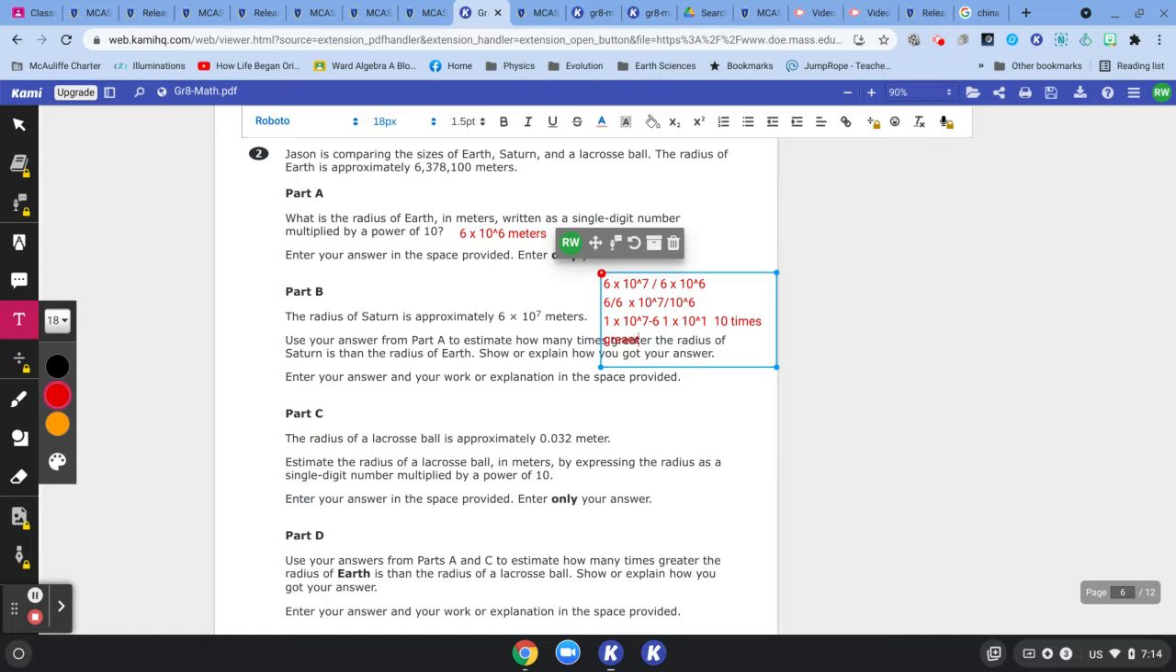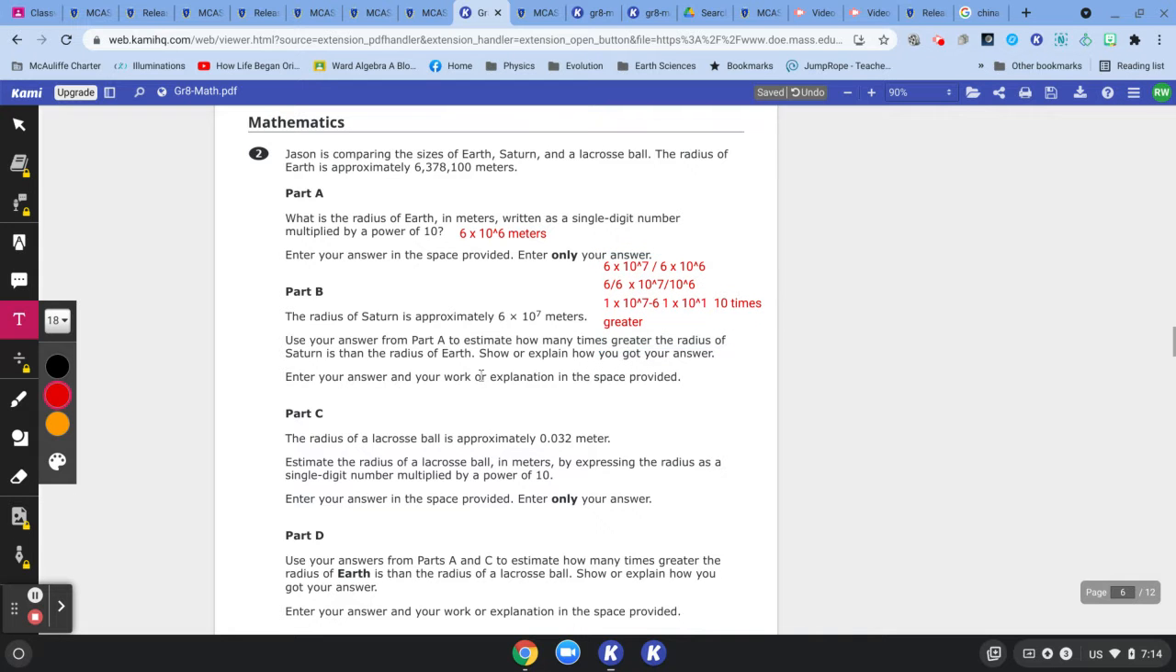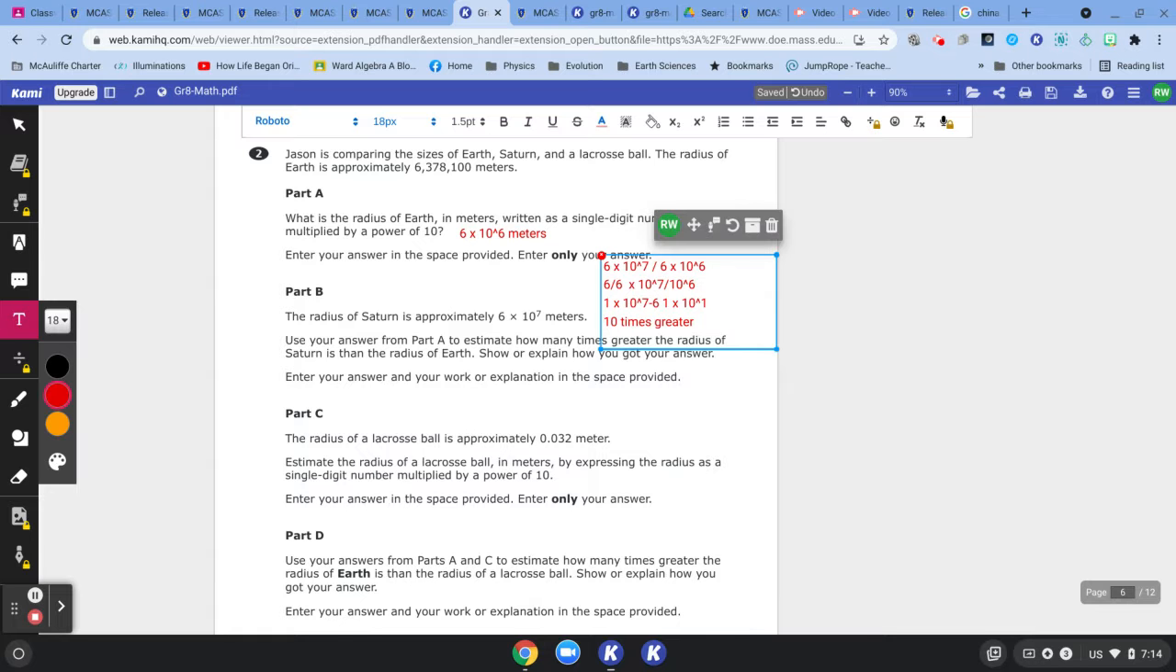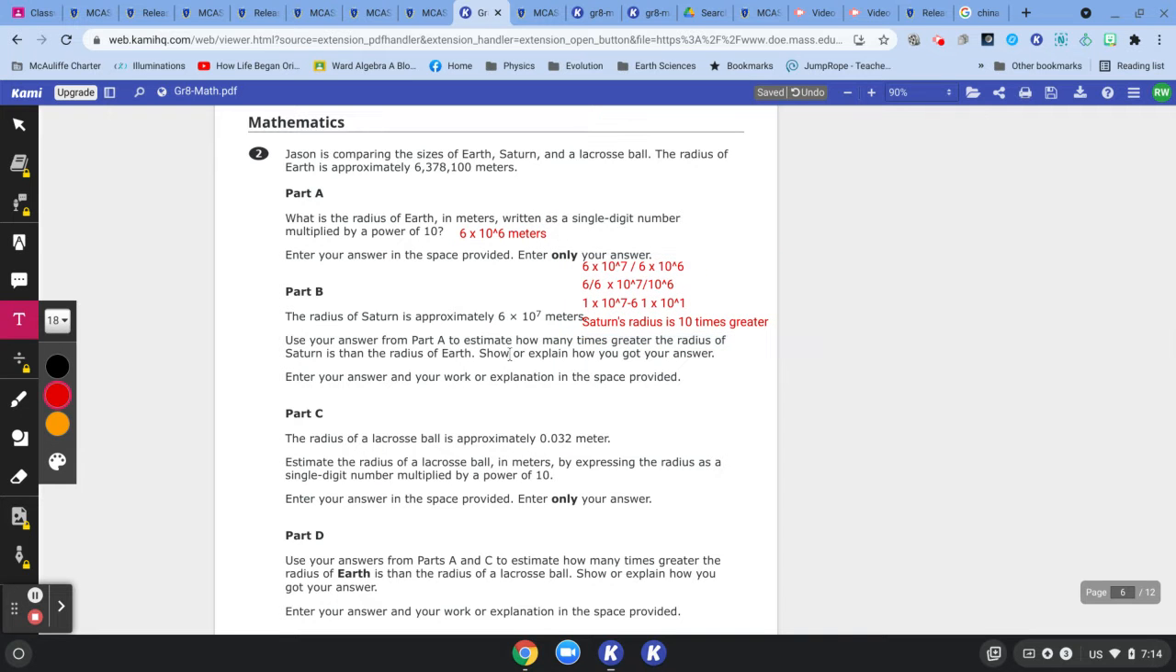Okay, I think I misspelled greater. And I will move this up just a little bit so you can see it there. All right, so Saturn's radius is 10 times greater. Move that down here. Let me drag this over to the left like this so it's not blocking things. Okay, so that's our answer on that one.